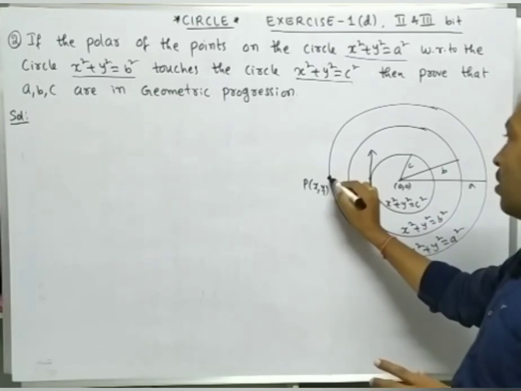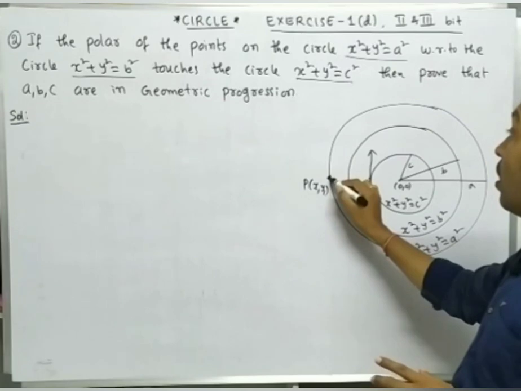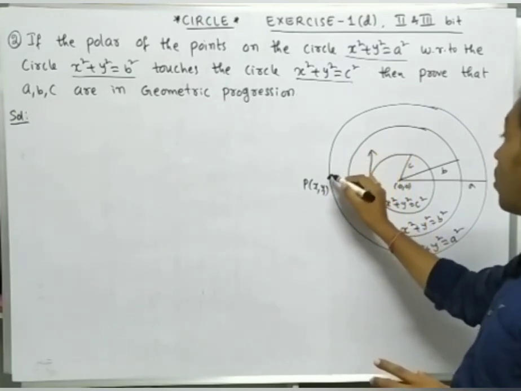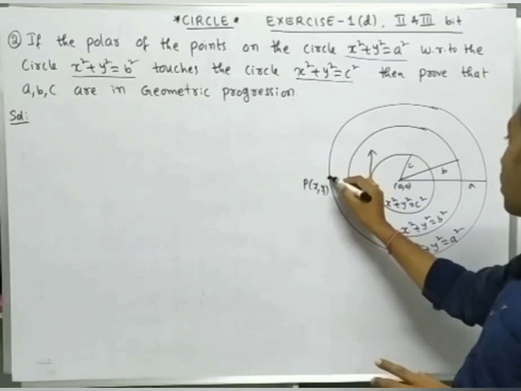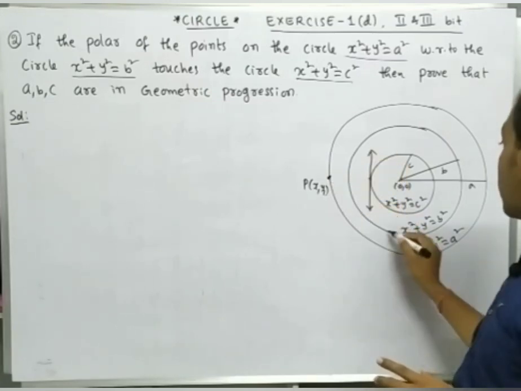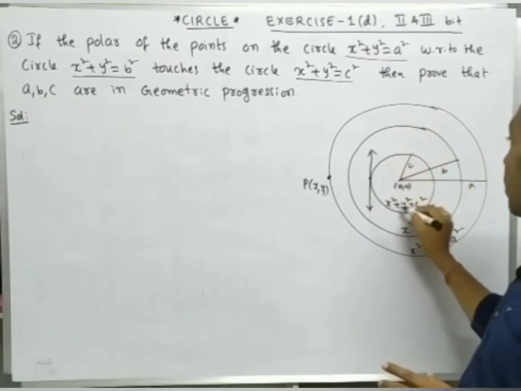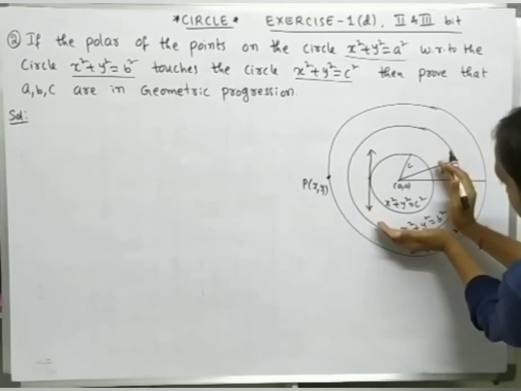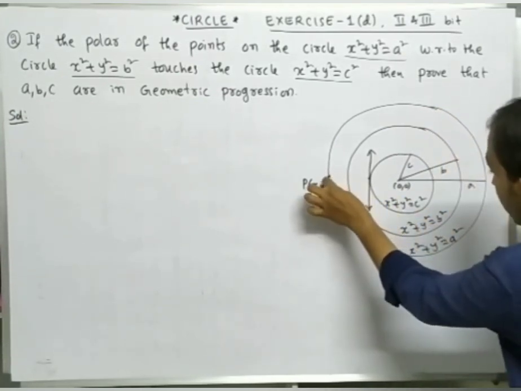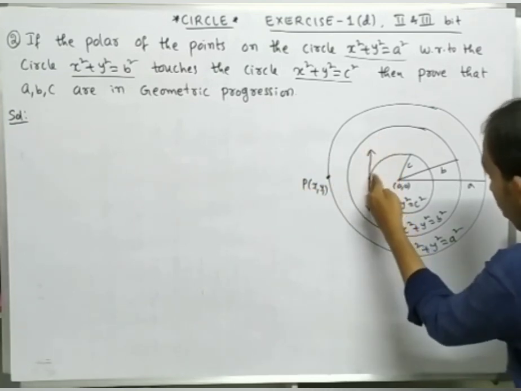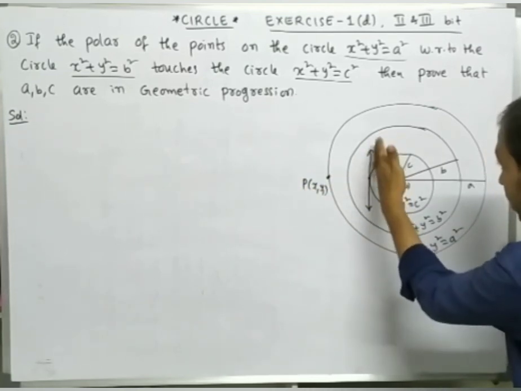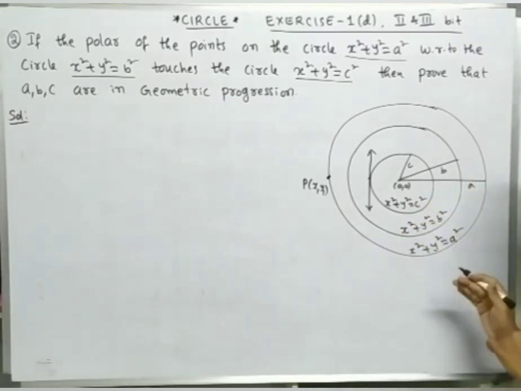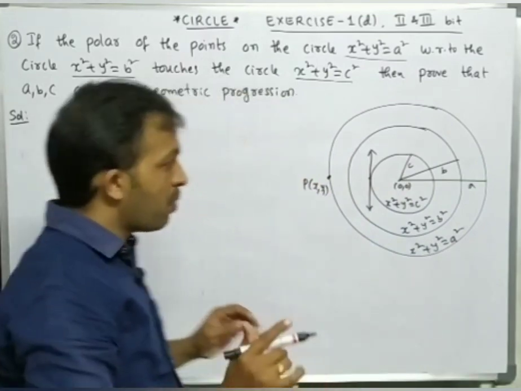So x square plus y square is equal to a square is a circle, and P(x1, y1) is a point on the circle. The polar of this point with respect to the circle x square plus y square is equal to b square touches the inner circle. So we are finding the polar of the point P(x1, y1) with respect to the circle x square plus y square is equal to b square. This polar touches x square plus y square is equal to c square. So this is the given condition. We should show that a, b, c are in geometric progression.